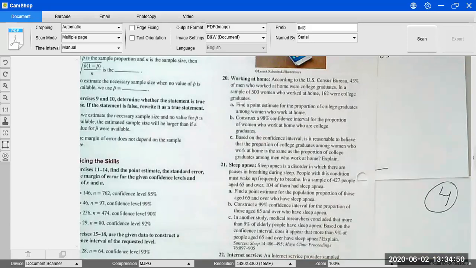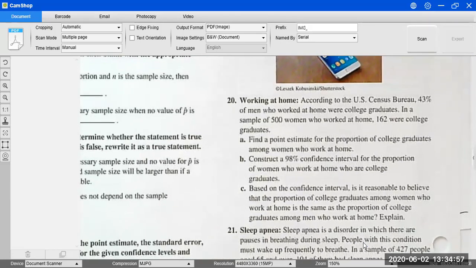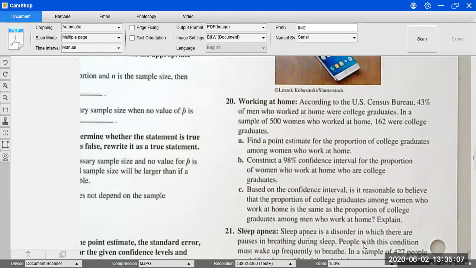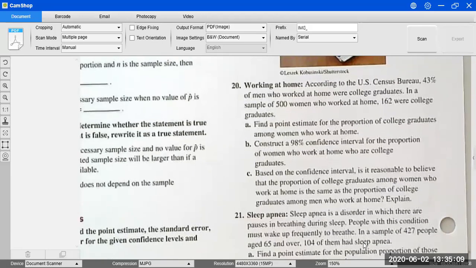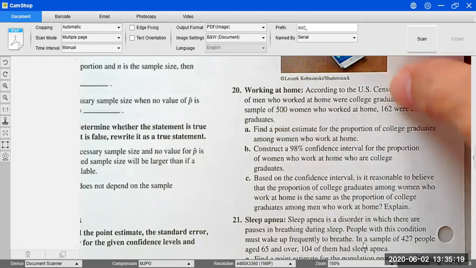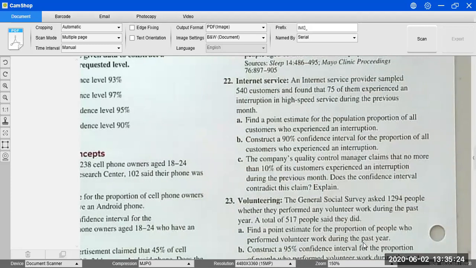Okay, let's start with the first one. Problem 20 is here now. It's about working at home. So take a screenshot of the problem. And then we're going to work on problem 22. Another screenshot for this problem. It's about internet service.